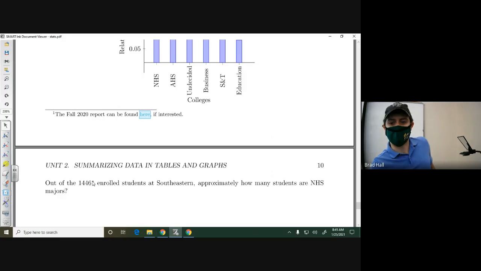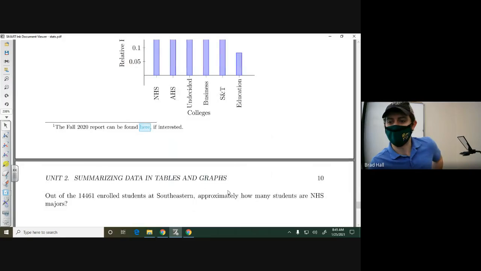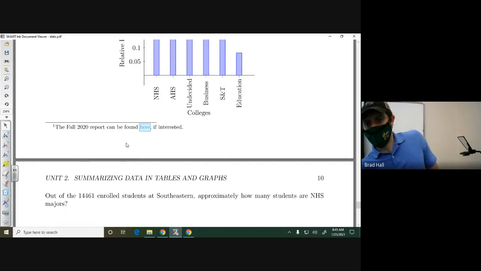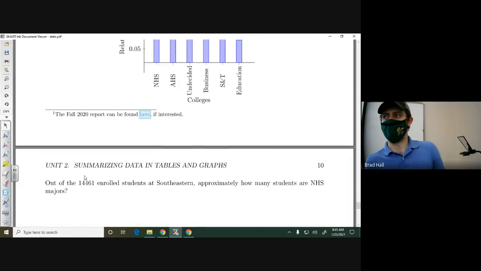And then out of 14,461, so there is a question to this problem. If I told you that there's 14,461 people relative to the fall 2020 semester, approximately how many of these are nursing health science majors? So all I see here is a relative frequency of 0.25. How do I figure out the number of students that are nursing health science majors?